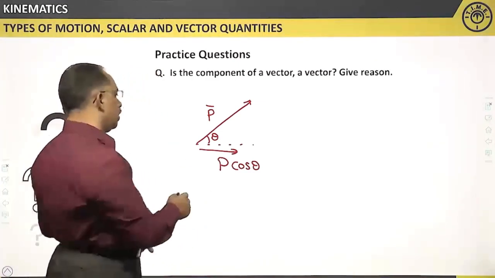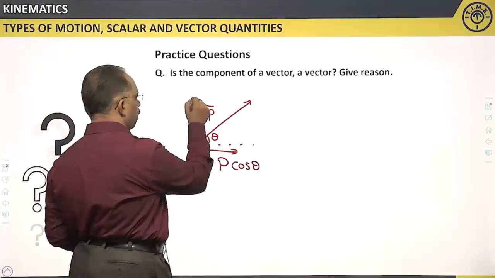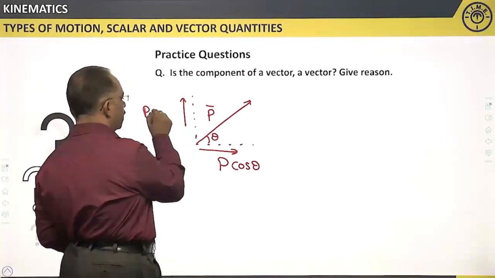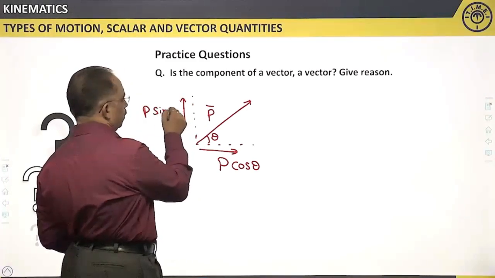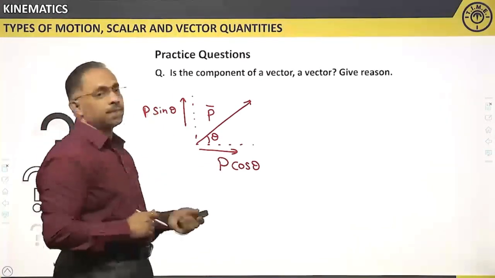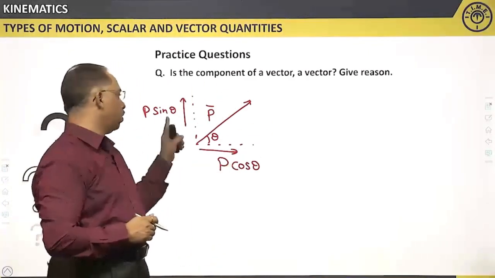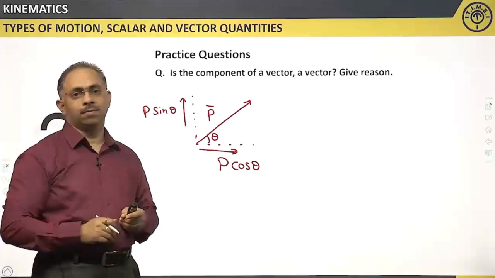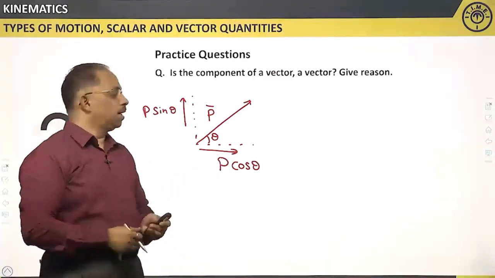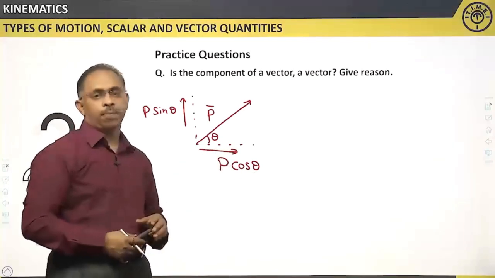And along the vertical, if I take, this will be P sin theta. Now, the question is related to this P cos theta and P sin theta. So, the question asks whether these two are also vectors. Is it clear? When I am writing P cos theta, I am just taking the component magnitude only.